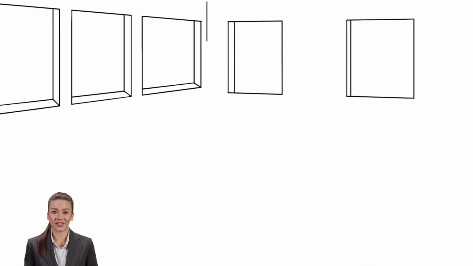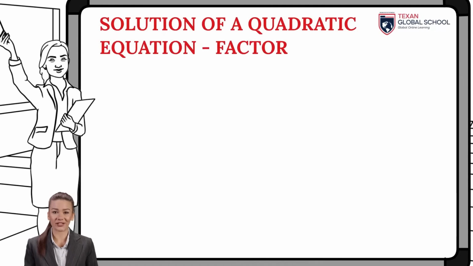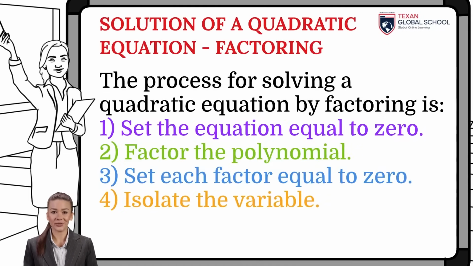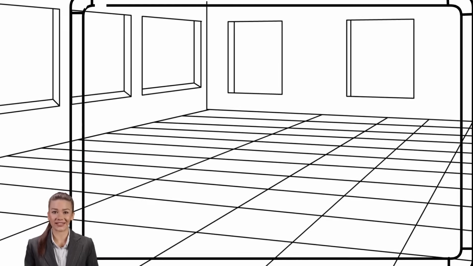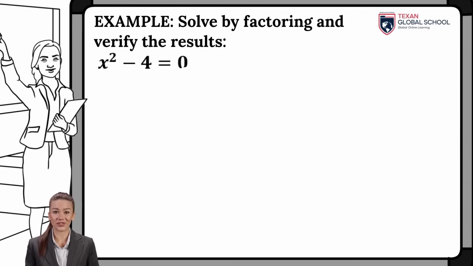The process for solving a quadratic equation by factoring involves setting the equation equal to 0. Then, we must factor the polynomial. We set each factor equal to 0 and isolate the variable in each of the 2 cases. Let's look at the first example. We will solve, by factoring, the equation x squared minus 4 equals 0.